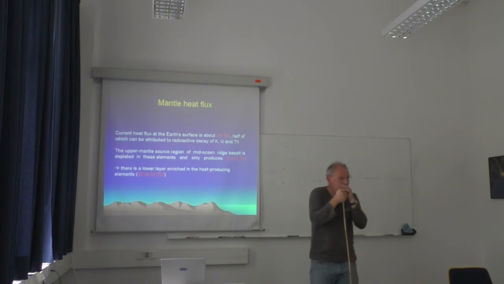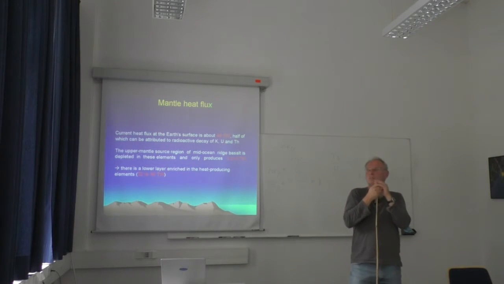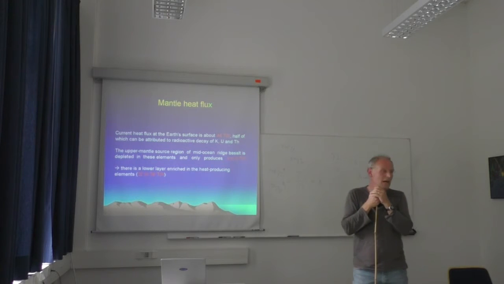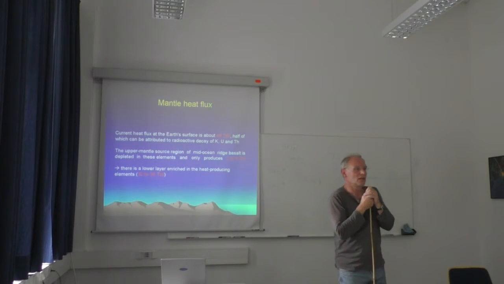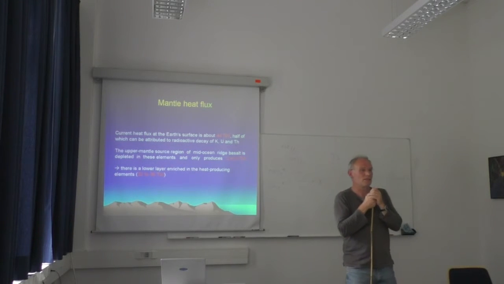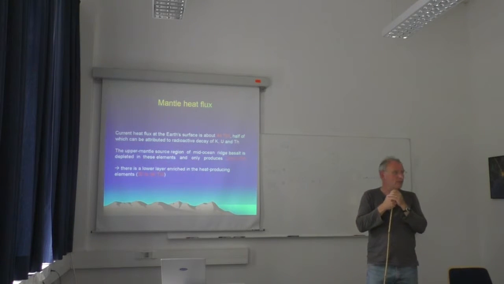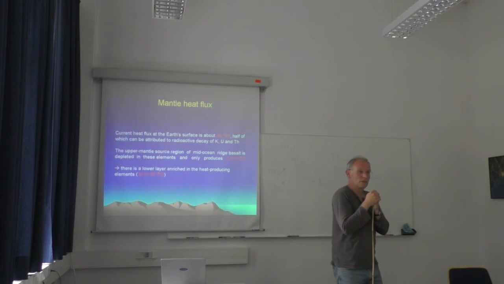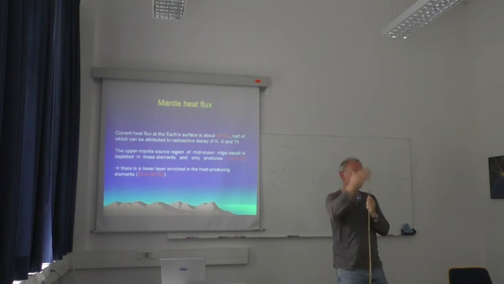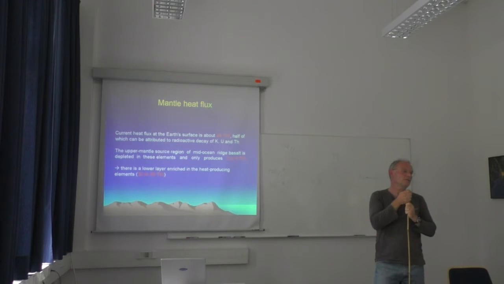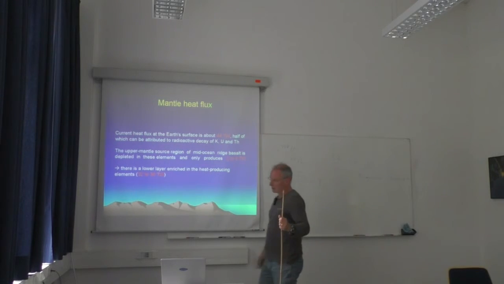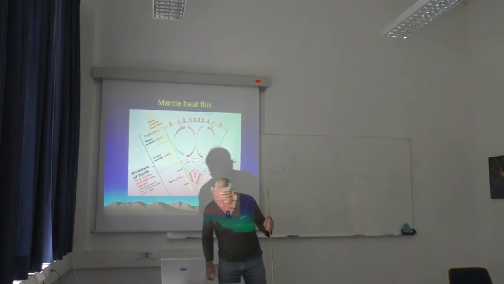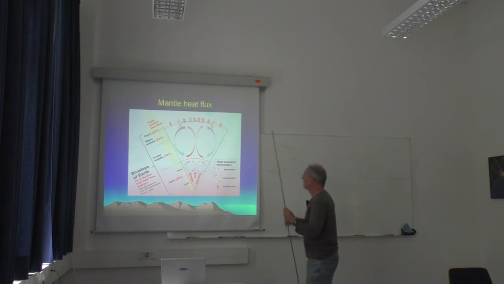That's quite a lot, and that could be an argument for a two-layered mantle. Yeah, that we have a deeper mantle with a high heat production, and that is separate from the upper mantle. This is how you could interpret it, but geophysicists use another explanation.